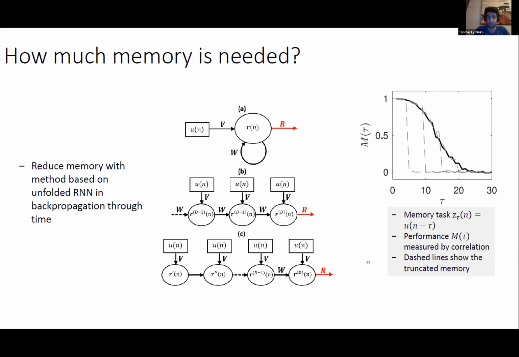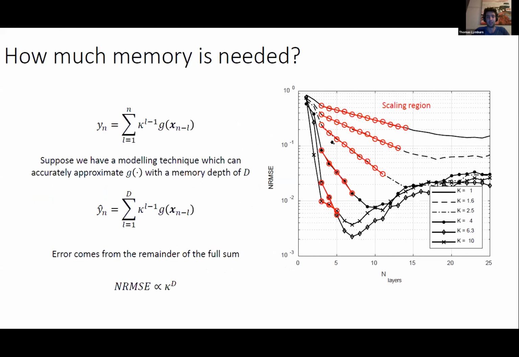So what this does to the memory profile, so this is an example of a memory profile over here of a typical reservoir in the black, and the dashed lines show the memory profile of a reservoir that has been truncated according to this method. So essentially, it basically follows the same profile, but we have a sharp drop at the point where we've truncated it. Right. So we're going to control the memory of these reservoirs and again apply it to the same task.